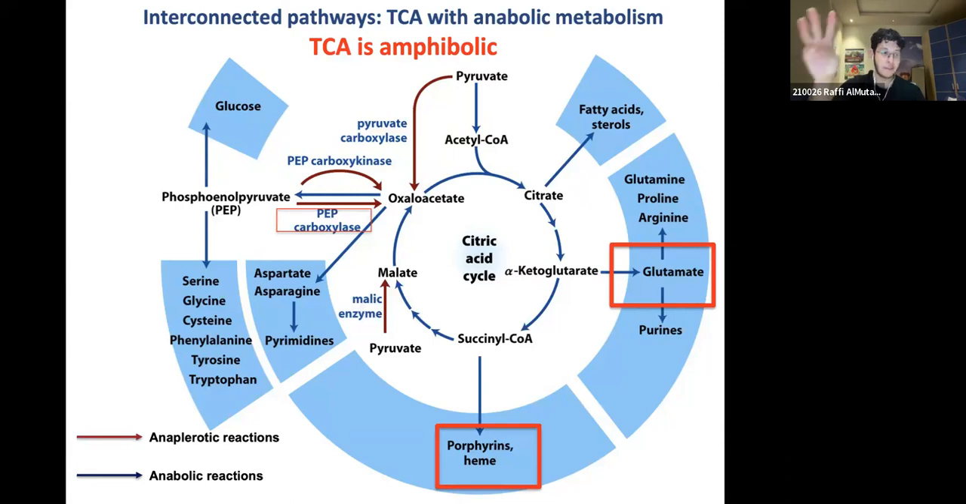Does that amphibolic part make sense? I'll get to anaplerotic, but I want to make sure you understand amphibolic. If you don't, I'll repeat. Okay, alhamdulillah. That makes sense. But anaplerotic is very simple as well.